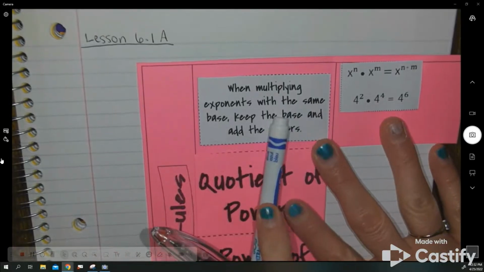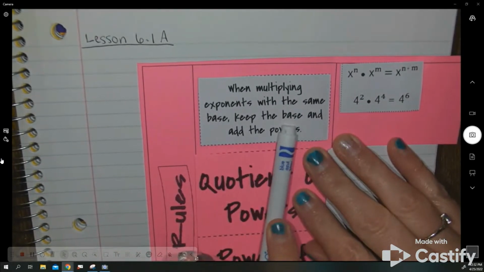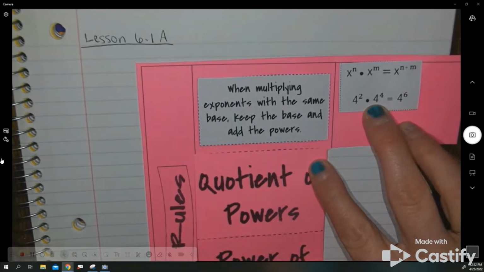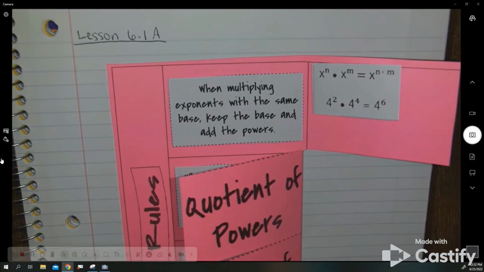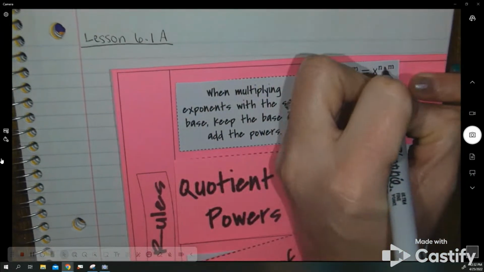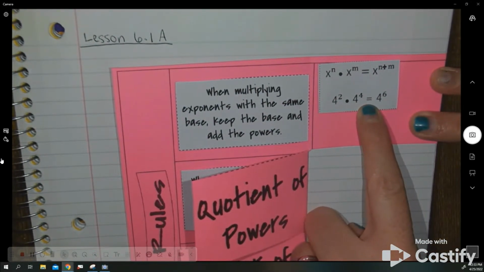So when multiplying exponents with the same base, so the x here is the base, or the 4 here is the base. So when you have the same base, you keep the base and add the powers, or you add the exponents. Okay. So if we have x to the nth power times x to the m power, then that means that we have x to the m plus n. It's a little bit difficult to see that plus sign in there, so we're going to write over top of it. Plus. If I have 4 to the second power times 4 to the fourth power, it becomes 4 to the sixth power.